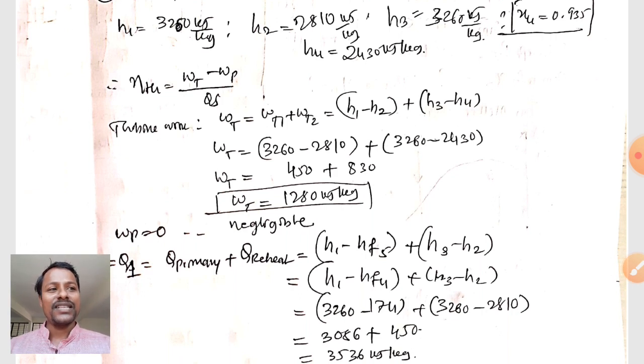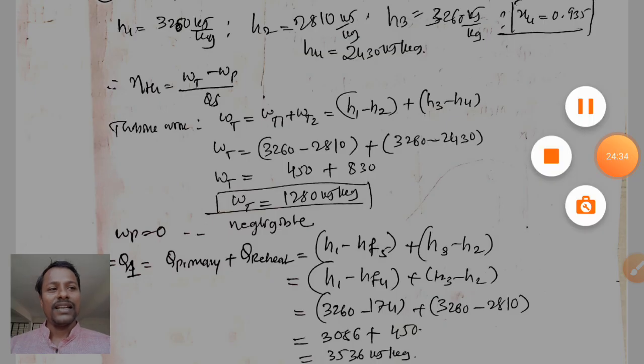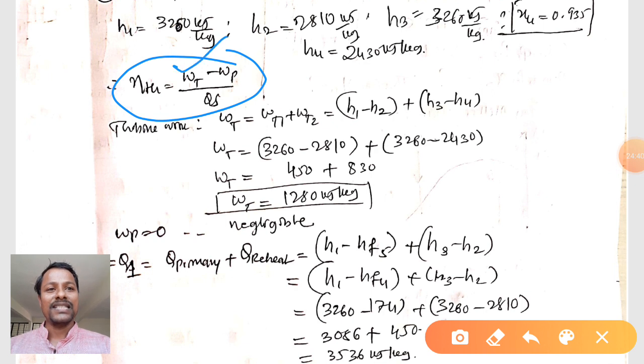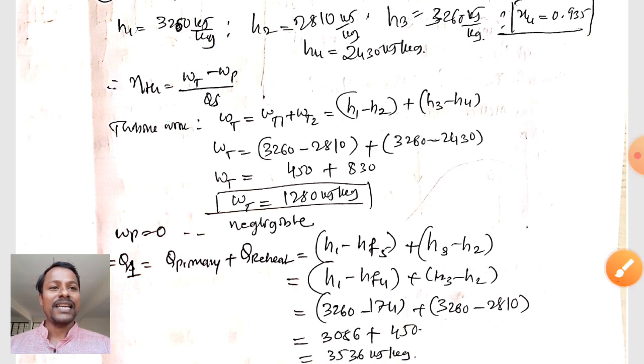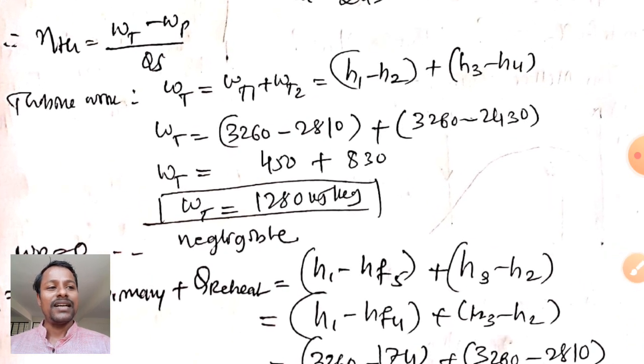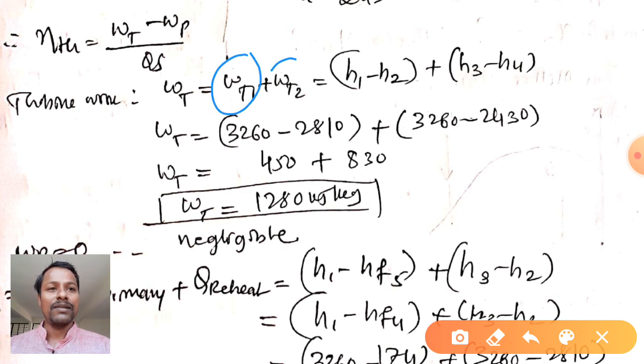So now the thermal efficiency, this is the formula that we know already. Out of this, let us calculate the turbine work. For the reheat cycle, from the theory we know that it is the turbine work of the first turbine plus the turbine work of the second turbine.